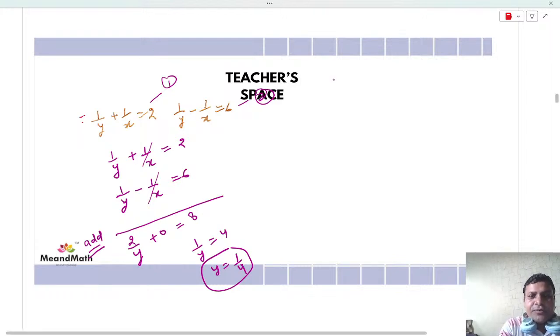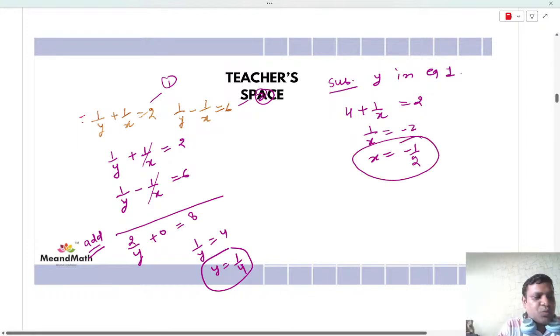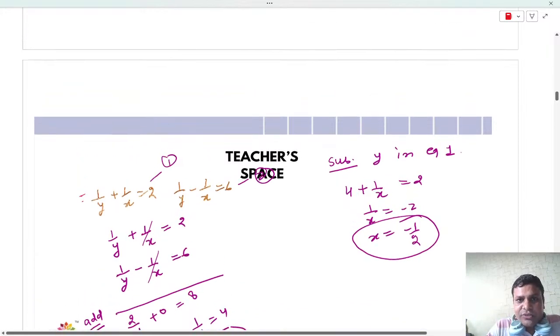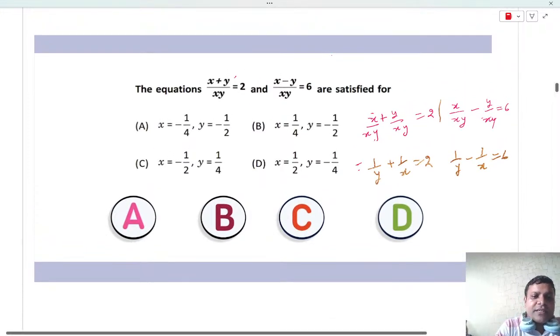Now substitute y in equation 1. So 1 upon y is 4, plus 1 upon x is equal to 2. So 1 upon x is equal to minus 2, x is equal to minus 1 by 2. So after solving these two equations, I get minus 1 by 2 and 1 by 4. Check which option is correct. Option C is the correct answer here.